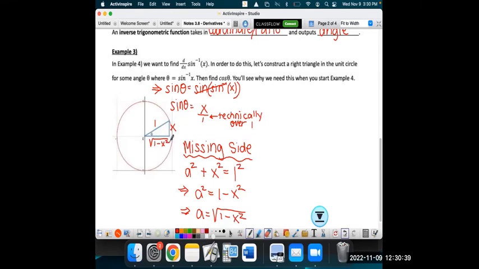Then, in the rest of the problem above, we are told to find cosine of theta. Cosine is adjacent over hypotenuse. In this triangle, that would be the square root of 1 minus x squared over 1, which is just the square root of 1 minus x squared. So if you don't want to write the over 1, you don't have to. Let's see why in the world we even needed all of this information by moving on to example 4.